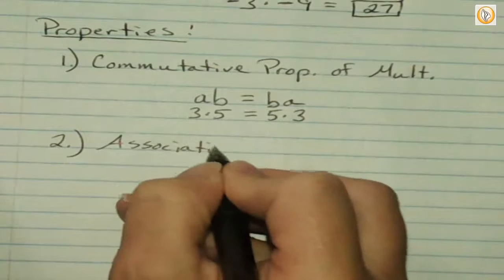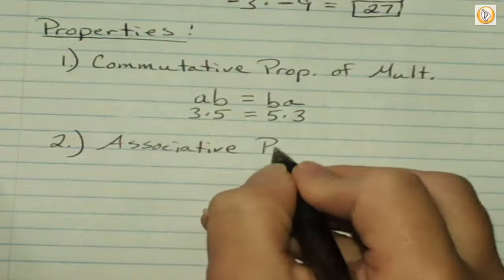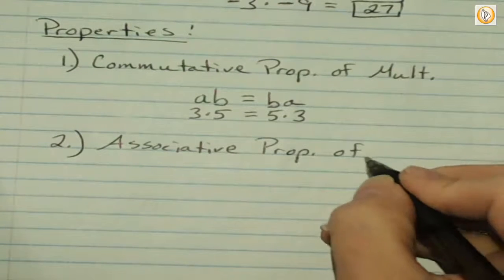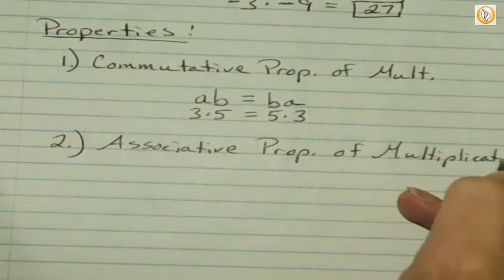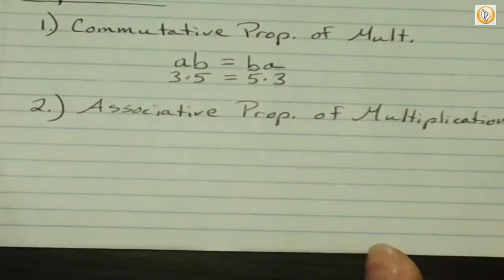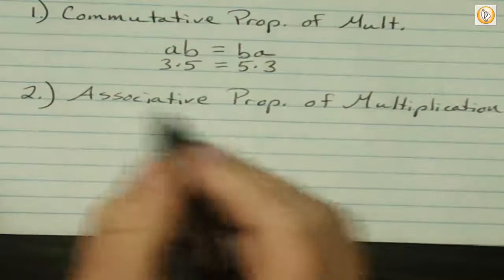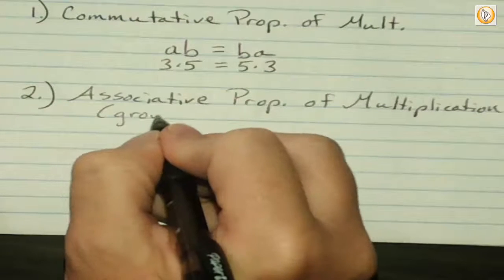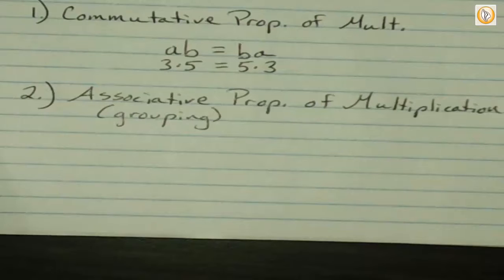Number 2. Associative property of multiplication. Here, I'll write it out for you. Did I spell it right? Yes, I did. Whenever you see that word associative, it's referring to grouping. It's grouping in a weird way, changing the group. Associate with. Who do you associate with?